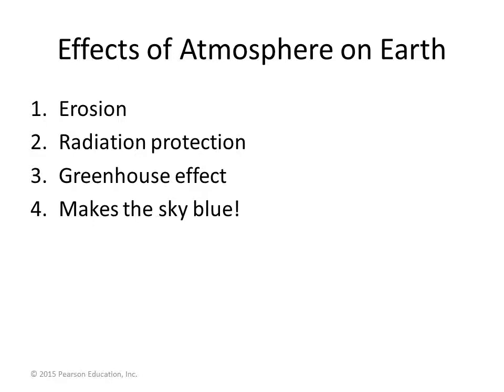So what are the effects of atmosphere on the Earth? Well, certainly erosion: wind, water, ice. It does offer radiation protection, which is good. We have something called the greenhouse effect, though, where visible light may reach the surface but then be re-radiated as some form of thermal energy, infrared energy. But it also makes the sky blue, which is kind of interesting.